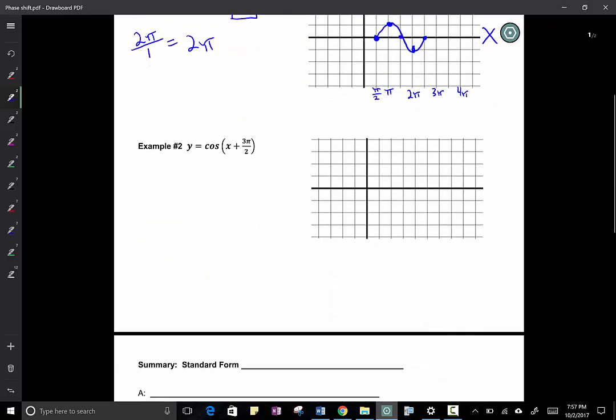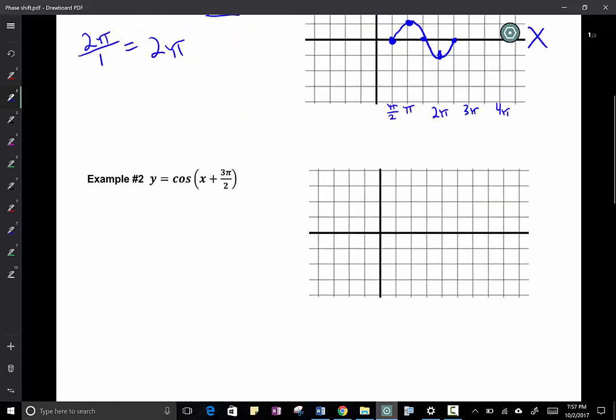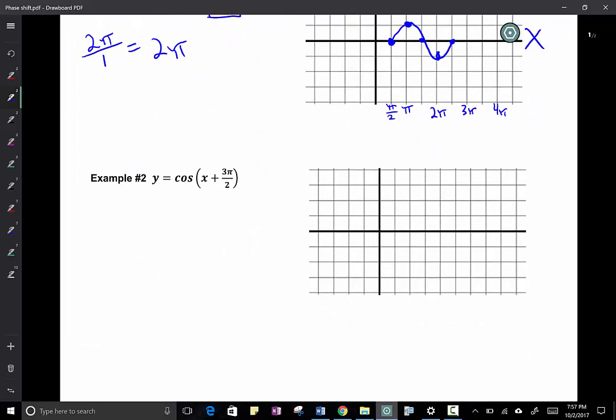Let me try another example. Cosine. There's no number here, there's no number here. There's no A or B. So I'm just going to graph an original cosine. It starts at 1. Let me count. Here's pi. Here's 2 pi. It ends at 1. It drops to -1. And then it makes the V. Remember our 5 points. So there's our 5 points.